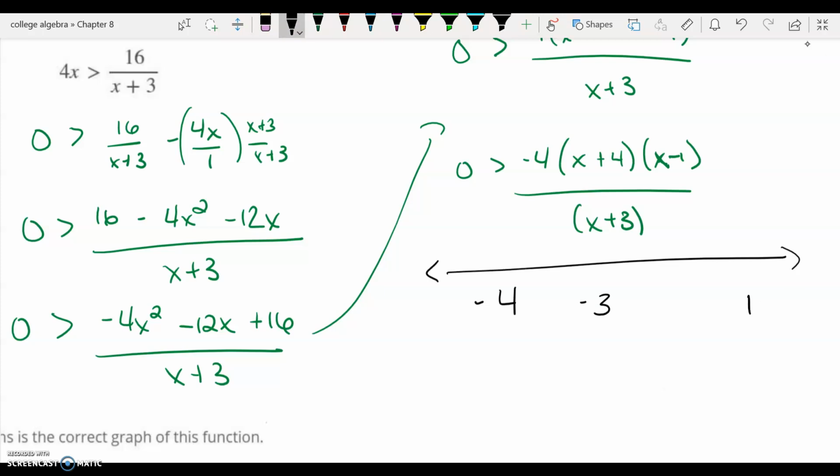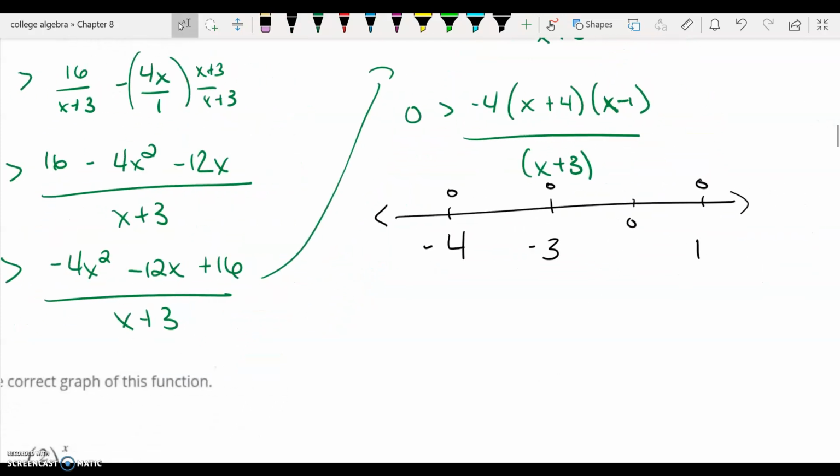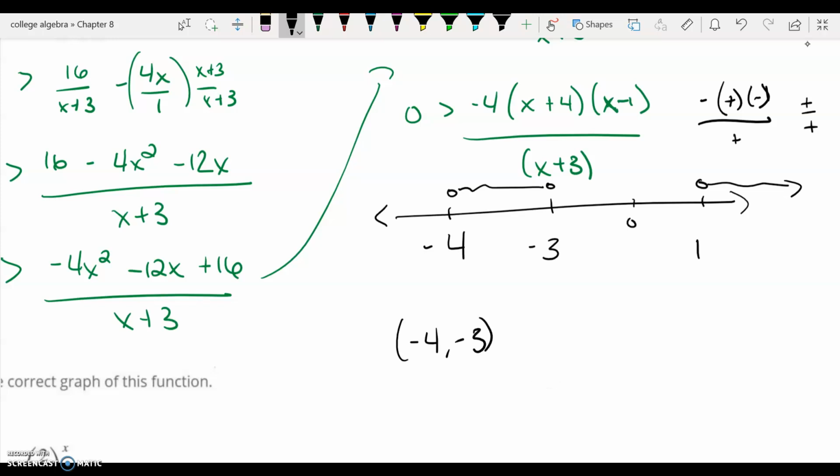And you do your test points. So the easiest one is to plug in 0. When you plug in 0, you get a negative times a positive times a negative over a positive. So that would be a positive over a positive. Is 0 going to be greater than a positive number? The answer would be no, so I'm not going to shade there, so I'm going to shade this way and this way. So your answer is (-4, -3) union (1, 2, infinity).